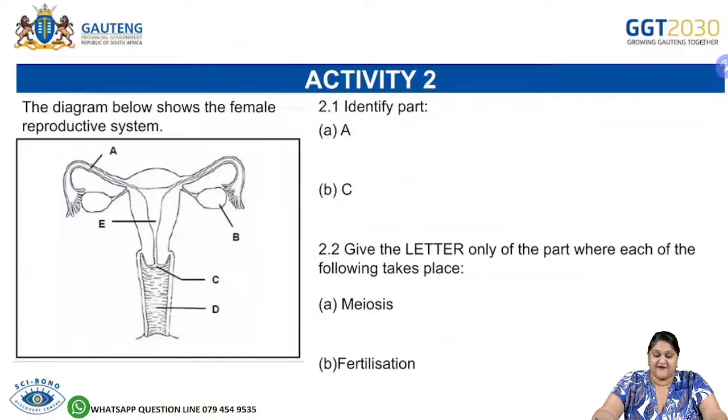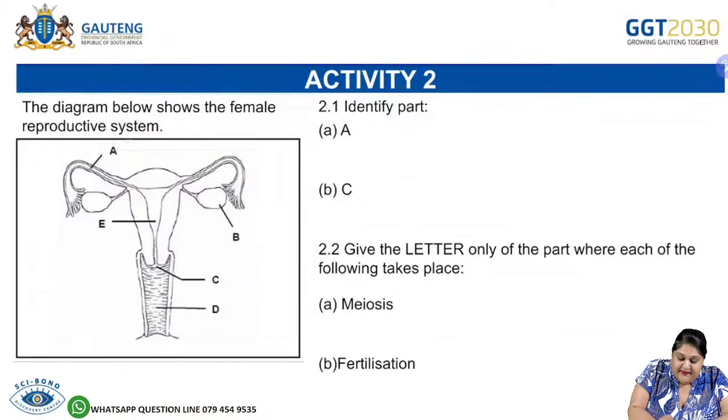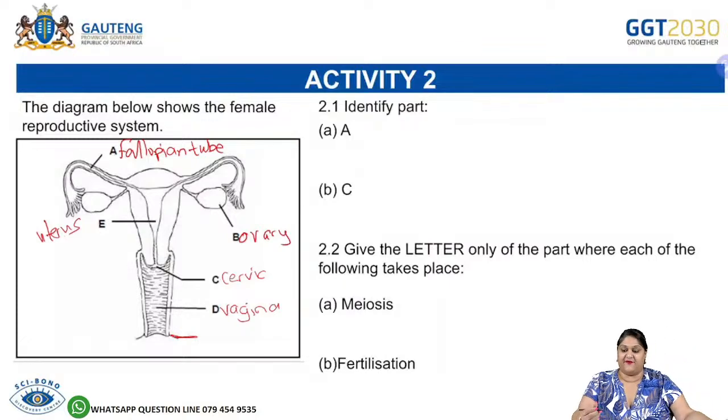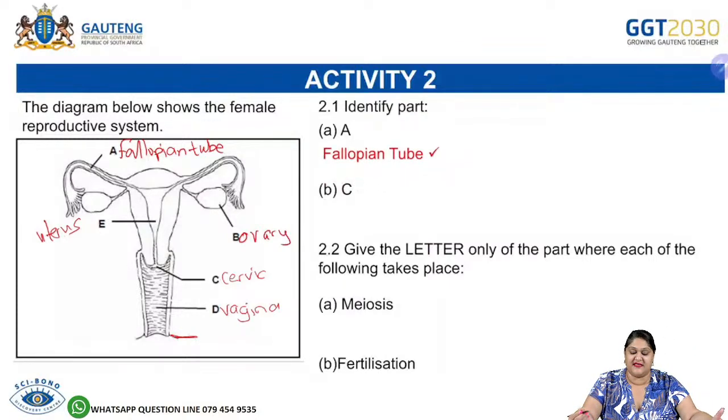Identify part A and C. Let's first label the diagram before we do any of that. Part A is the fallopian tube. B, the ovary. C, now remember we said it's a neck-like structure, so it is the cervix. And we have D, which is the vagina, and just out of interest, this part would be the vulva, and then this is the uterus. Easy enough, right? So we've labeled them so we can answer the questions. We have there A and C. Were we correct? Yes, we were.